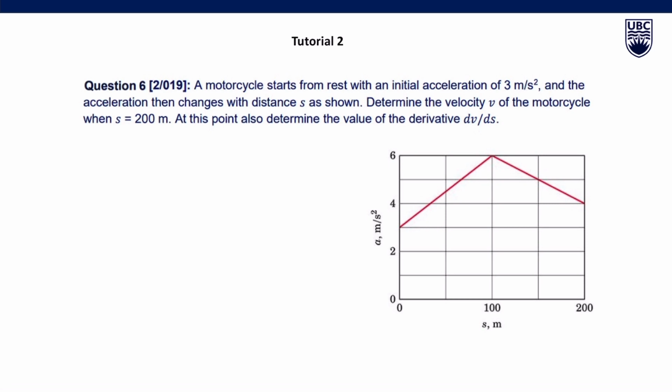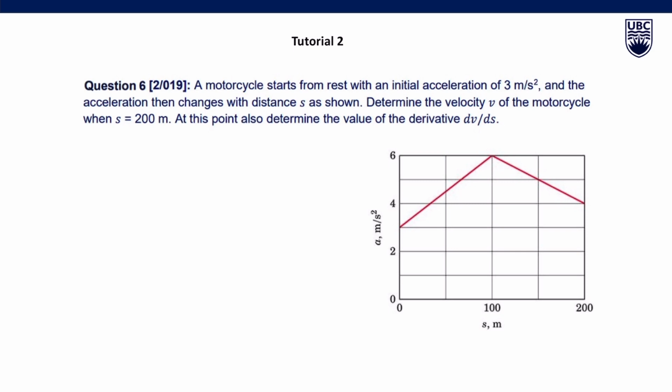We've got a motorcycle that starts from a standstill and it's initially accelerating at 3 meters per second squared. But as it moves, the acceleration changes as shown in the graph. Our mission is to figure out how fast the motorcycle is going after it's traveled 200 meters, and also to determine the rate at which its speed is changing at that point.